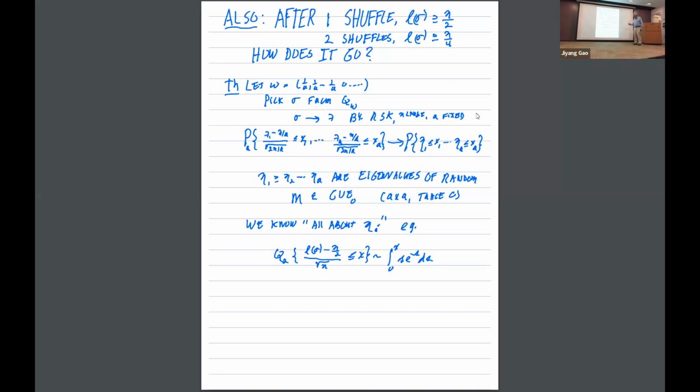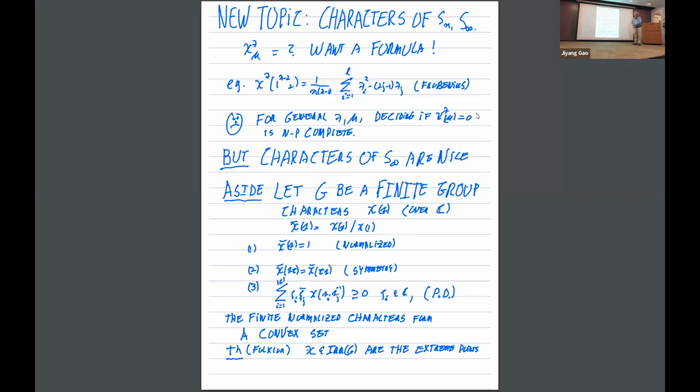So here's a new topic, but I'm not going to do too much about it. The characters of S_n and S_infinity. So we all know that for two partitions, lambda and mu of n, there's the character of the lambda irreducible representation at the mu-th conjugacy class, and that's some real number. And those of us who do analysis on groups, that's me, need to know what those numbers are. We work with them, really need to know what they are. And here's an example.